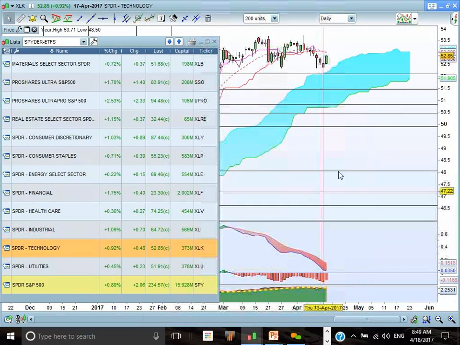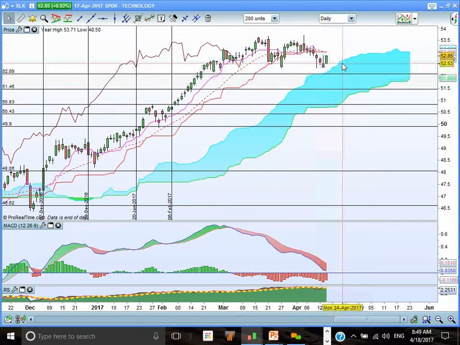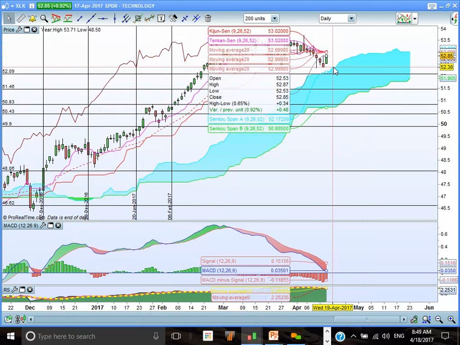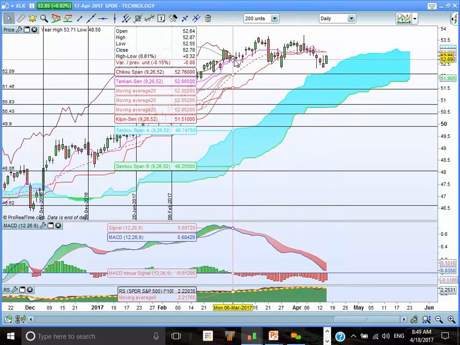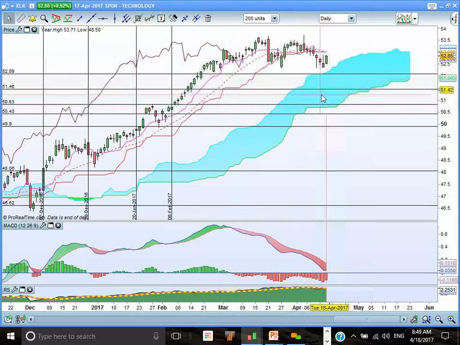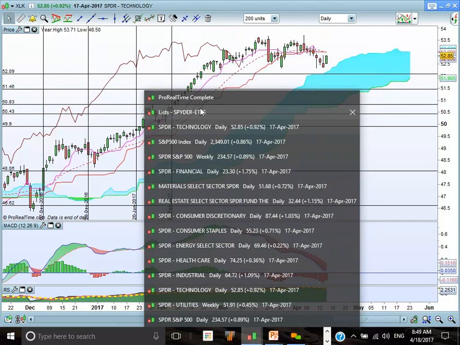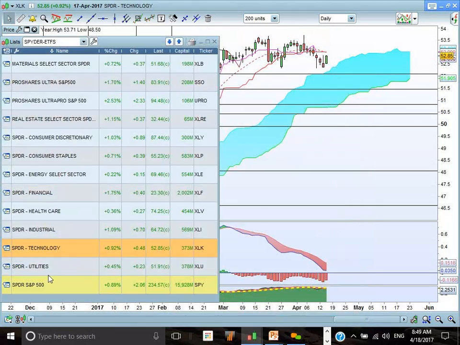Technology, XLK, also in consolidation mode, looking for support to come in here at the top end of the cloud, pretty close to that area at 52, 52.38, 52.40. So watch that cloud chart level closely for a potential rebound at that area. Still not had a MACD buy signal since the sell signal back in March. So looking for a consolidation to come in around these levels, and a potential rebound around those levels.